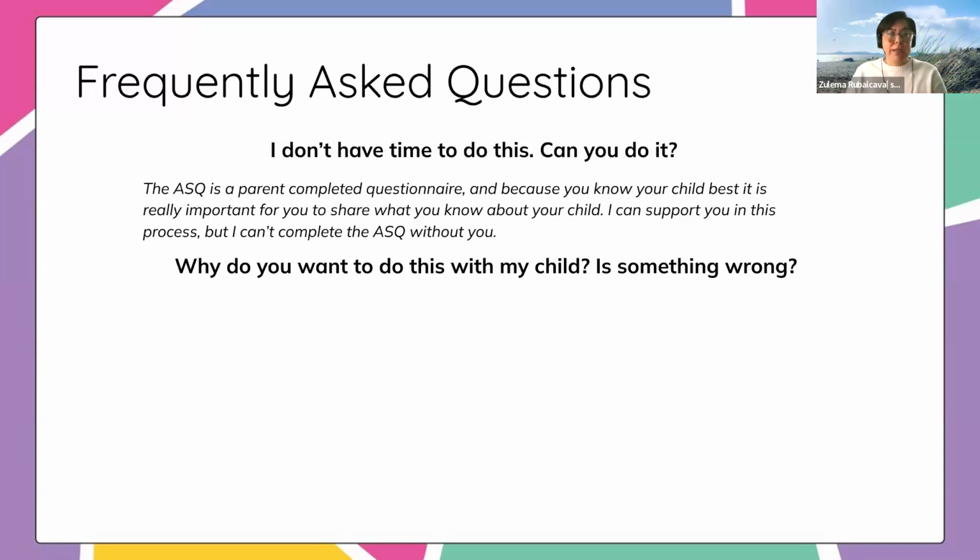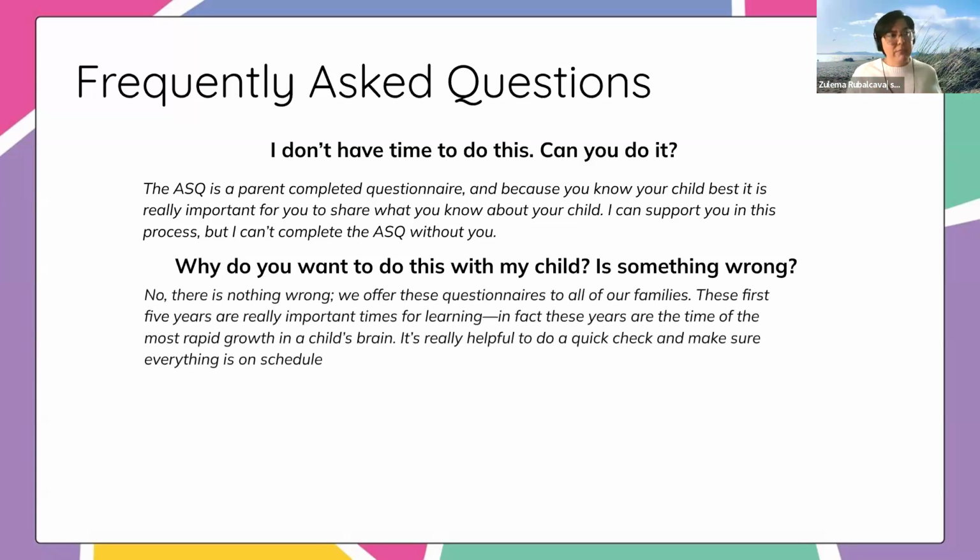So this is a great way to say, nope, nothing is wrong. This is something that we do with all of our families, right? These are questions that we have for all of our kiddos. We know the first 5 years are so important for their child's learning and development. We want to make sure that we are asking questions because of how rapidly their brains are developing, right? It's really helpful to do quick check-ins to see what their strengths are. We want to learn more about how your child is doing things, how they're learning, and how we can support that learning.